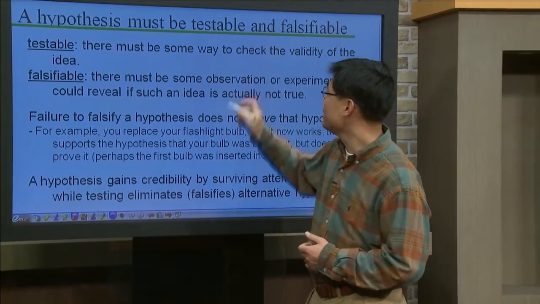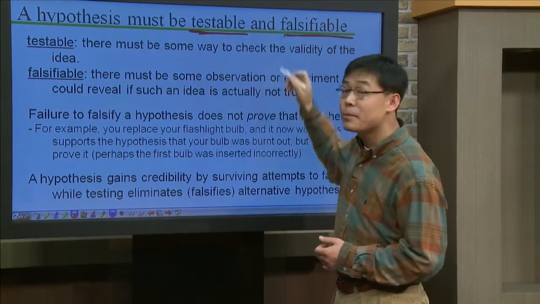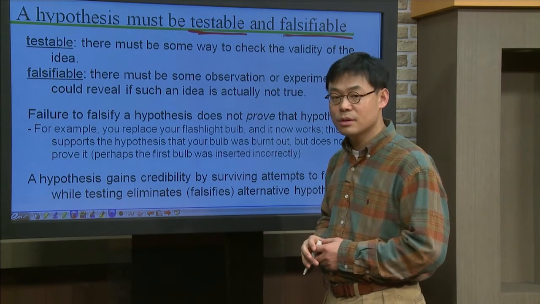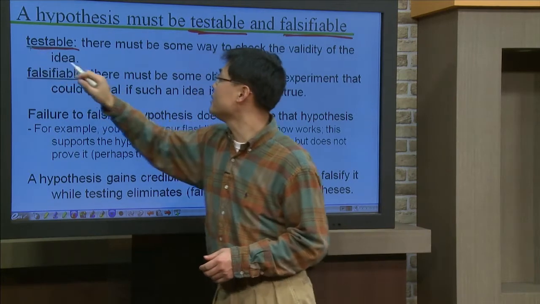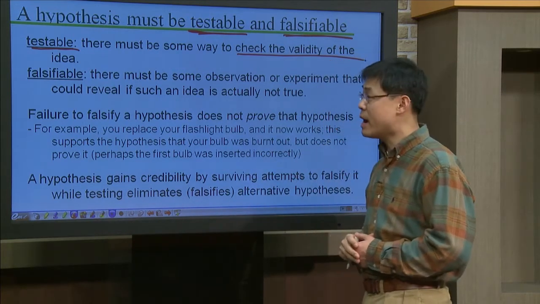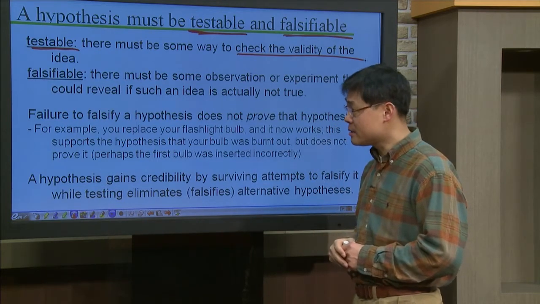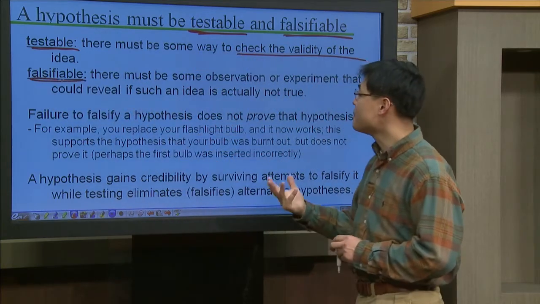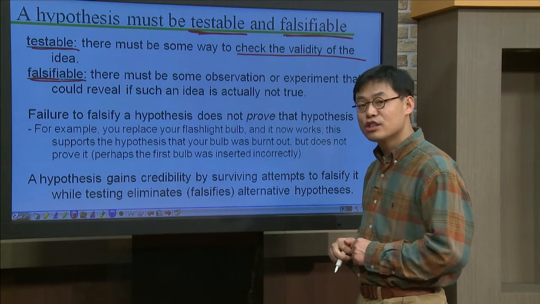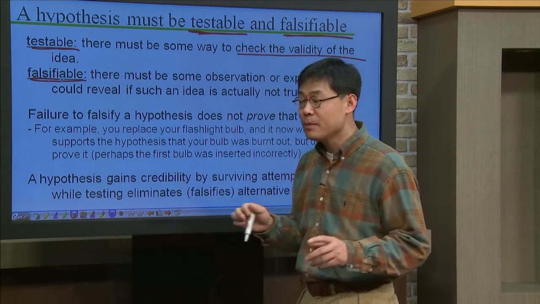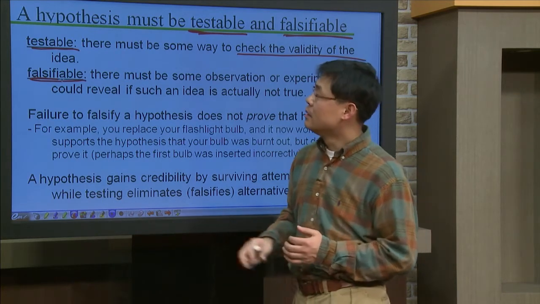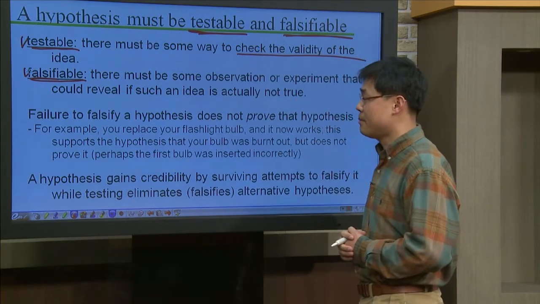A hypothesis must be testable and falsifiable. Those are the very important characteristics of a hypothesis. If you cannot test, if you cannot falsify the hypothesis, then it's not worth it. You shouldn't frame that hypothesis. Testable means that there must be some way to check the validity of the idea. Falsifiable means that there must be some observation or experiment that could reveal if such an idea is actually not true. In the previous example, you falsified the dead batteries hypothesis, but you couldn't falsify the burnt out bulb hypothesis. So those are the two very important characteristics of a hypothesis.